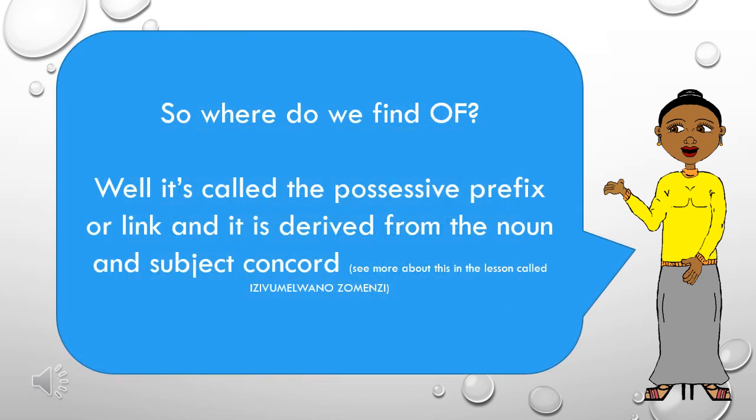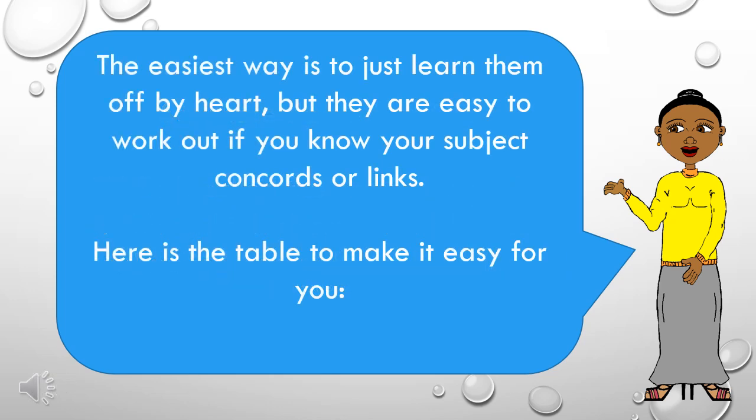So where do we find the of? Well, it's called the possessive prefix or link, and it's derived from the noun and its subject concord. You will have learned subject concords in one of the previous lessons. The easiest way is to just learn them off by heart in the table, but they're also quite easy to work out if you know your subject concords or links. Here is the table to make it easy for you.